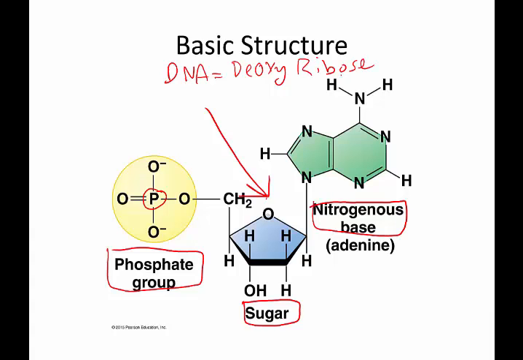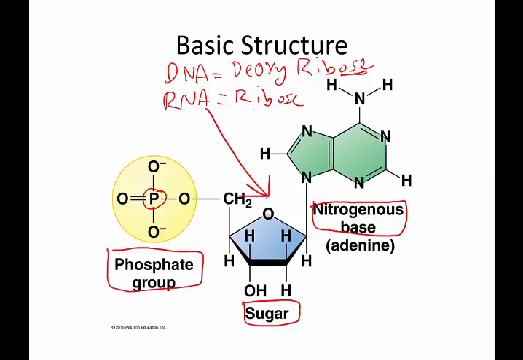Again, remember sugars have that O ending, so ribose is the sugar. RNA is just ribose. And don't worry too much about this for now. We'll go into much more detail in later chapters of the textbook.